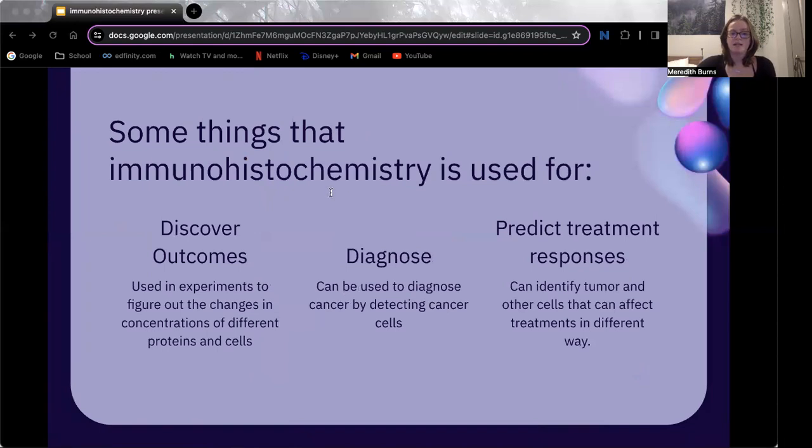Immunohistochemistry can be used in many things, but to name a few, it can be used in experiments to figure out the concentrations of proteins in cells. It can also be used to diagnose cancers by detecting cancer cells, and it can be used to predict treatment responses in that it can identify cells that can affect treatment plans.